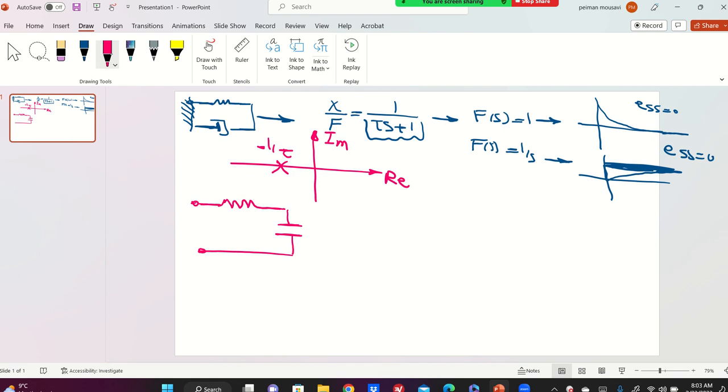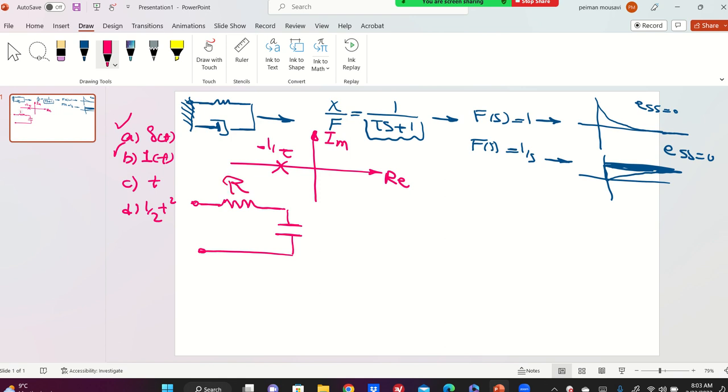Because we had 4 inputs to the system: A, impulse; B, unit step; C, ramp; and D, parabolic. So we did these two for the spring and damper. Now I'm going to go to the RC circuit.